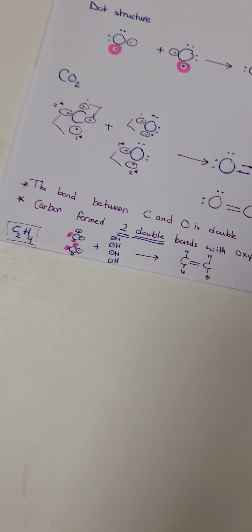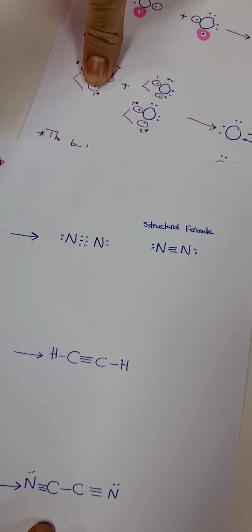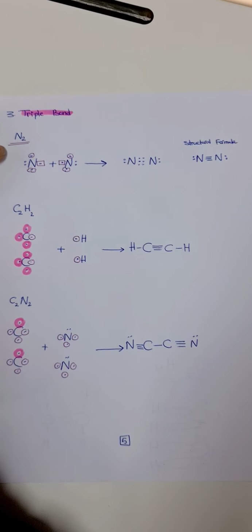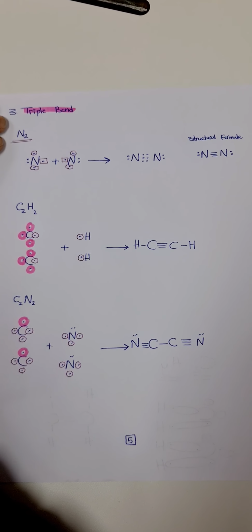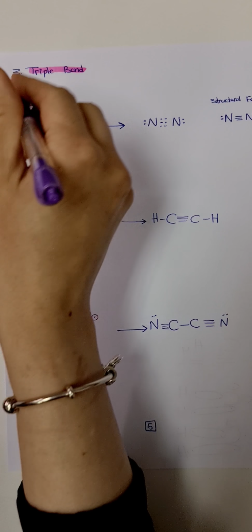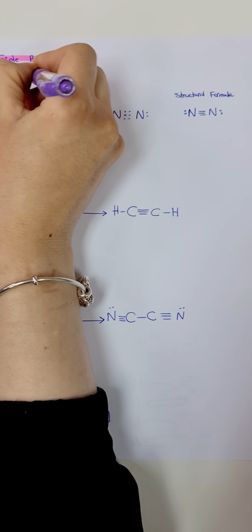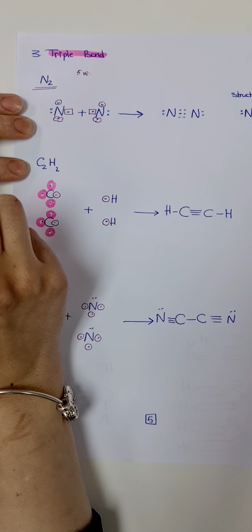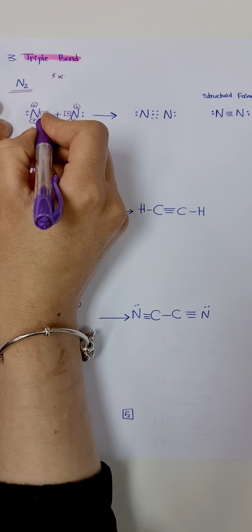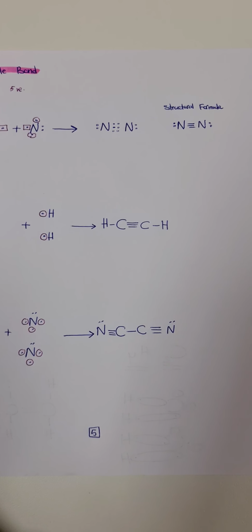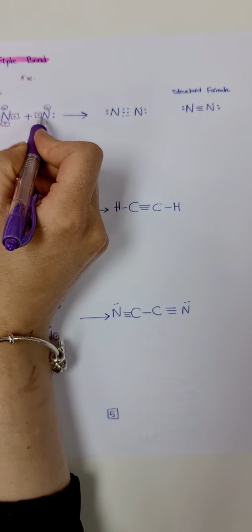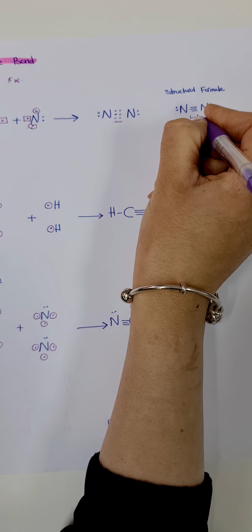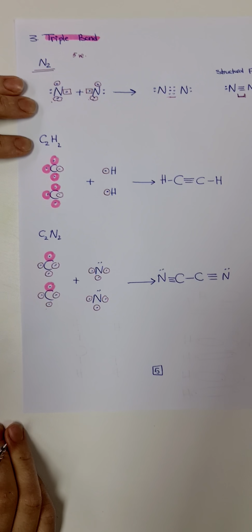The last thing is the triple bond. For the triple bond, let's take a certain element like N2. N2 is a molecule of 2 nitrogens. You know that nitrogen is in group 5, so it has 5 valence electrons. So here are the 5 valence electrons, and here I have 5 valence electrons. So I have 3 electrons that are not paired, they are free or single. Each one will be connected with the other end, and I will put them in the middle, and they will form a triple bond in the structural formula.